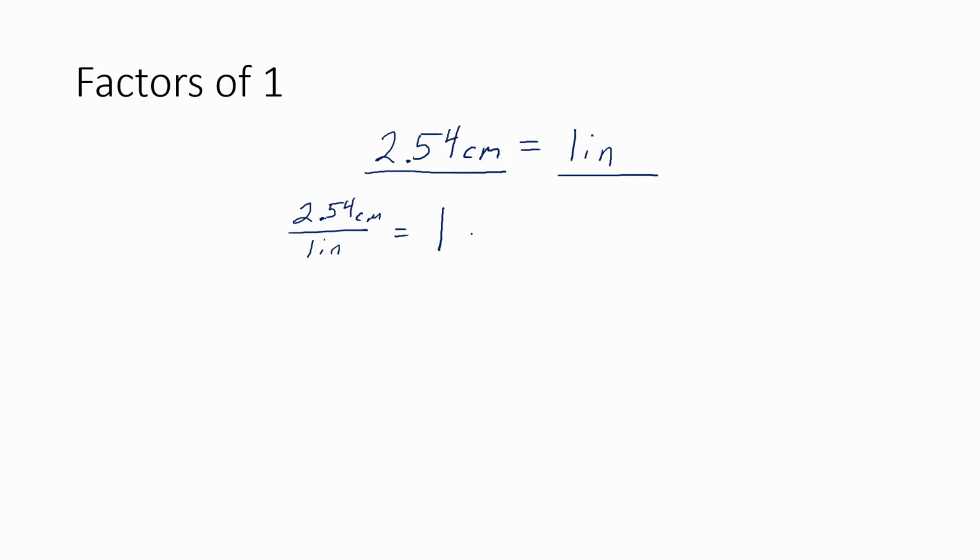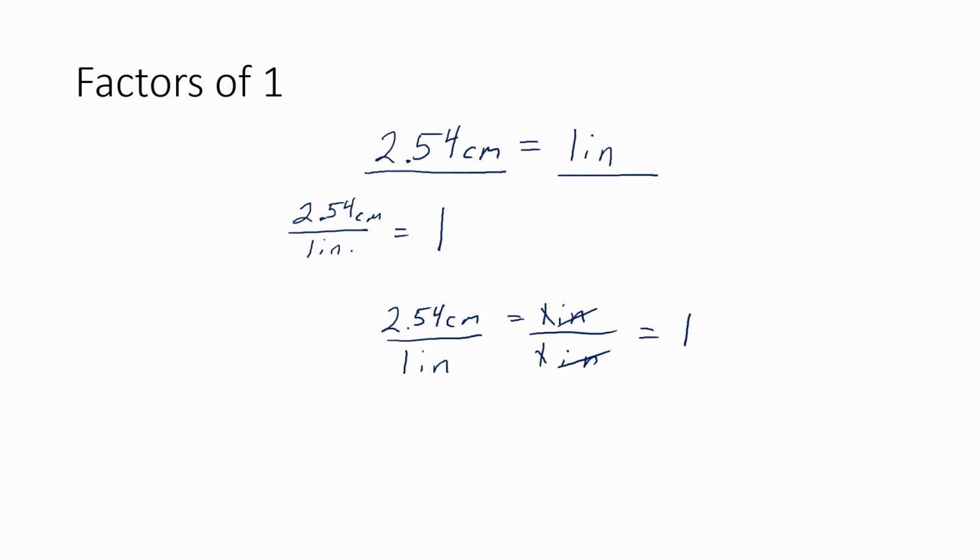Okay. Well, how can this be? Well, we can take a look at this: 2.54 centimeters equals 1 inch. This is an equation. Divide both sides by 1 inch. The 1 over 1 cancels. The inch over inch cancels. This is equal to 1. So 2.54 centimeters over 1 inch equals 1.